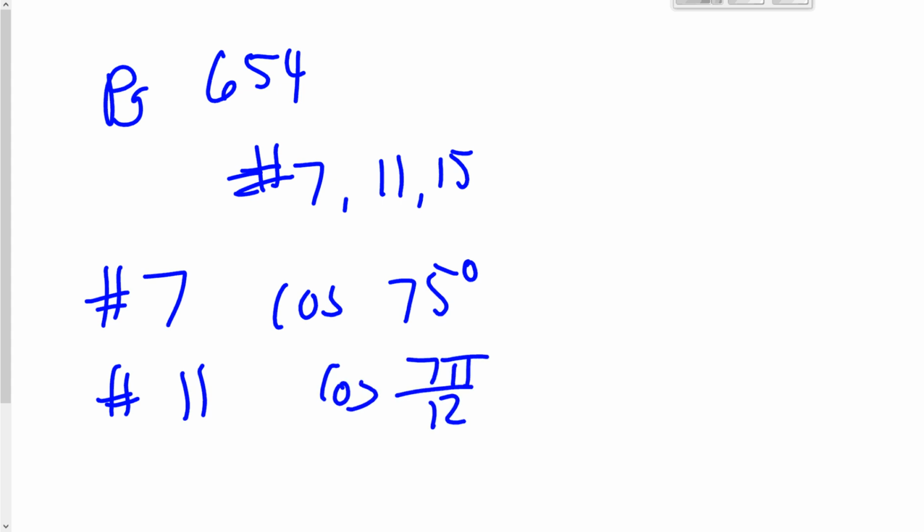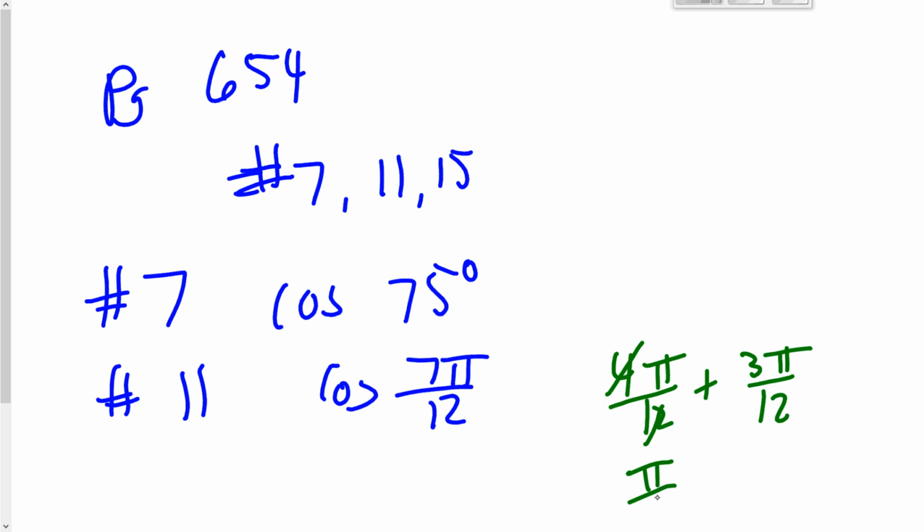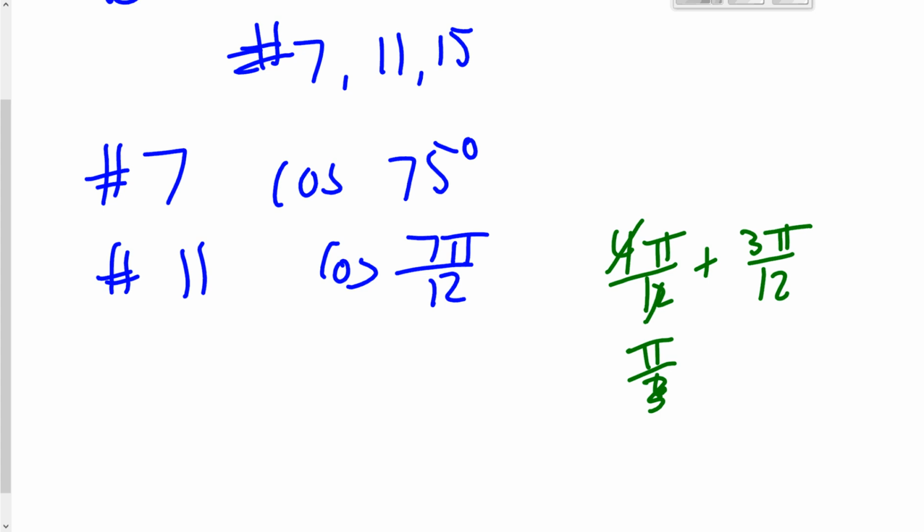So again, what I would recommend here, instead of trying to figure out the fractions, probably 4 pi 12ths plus 3 pi 12ths. It's going to add up to 7 pi 12ths. And that reduces down to pi thirds, which is a 60-degree angle. And this one's going to reduce to pi fourths. So 60 plus 45. So the angle's probably going to be 105.